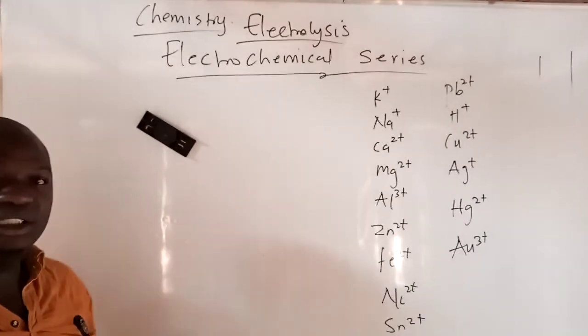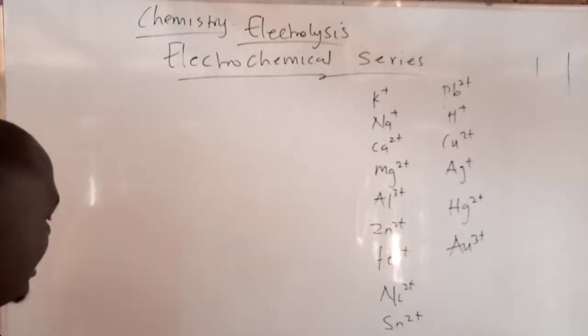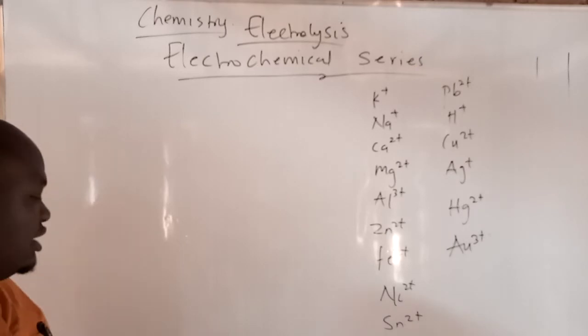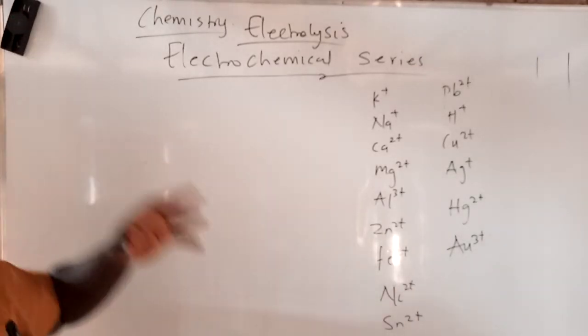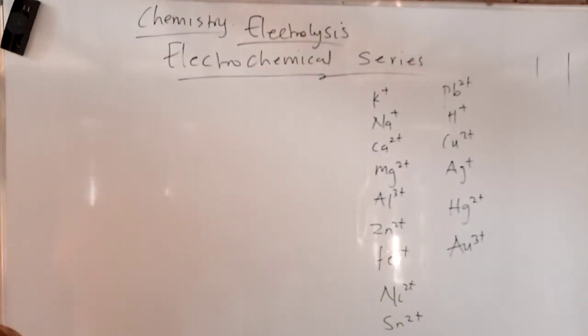Under electrolysis, we want to talk about a very important aspect of chemistry that students have a lot of problems in, and that is the calculation of electrolysis. Now, we know that under electrolysis, we have Faraday's first law of electrolysis, and then we have the second law of electrolysis. We are going to be dissolving both laws immediately.